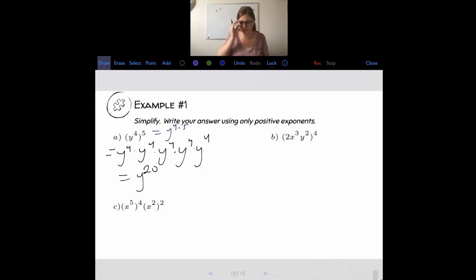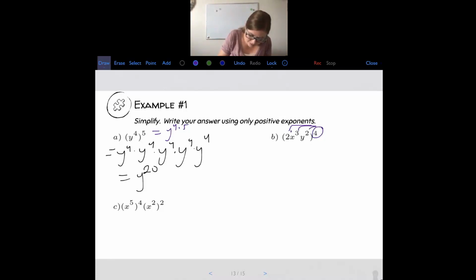That's going to become important for part B, because now we have 2x cubed times y squared, all raised to the 4th power. So this 4th power has to go to each of the pieces inside, okay? And if you wanted to write that out 4 times, the base, you would see that. Okay, 2 doesn't have an exponent, so it's assumed to be 1. Not 0, anything to the 0 power is 1. If there's nothing written there, it's assumed to be 1.